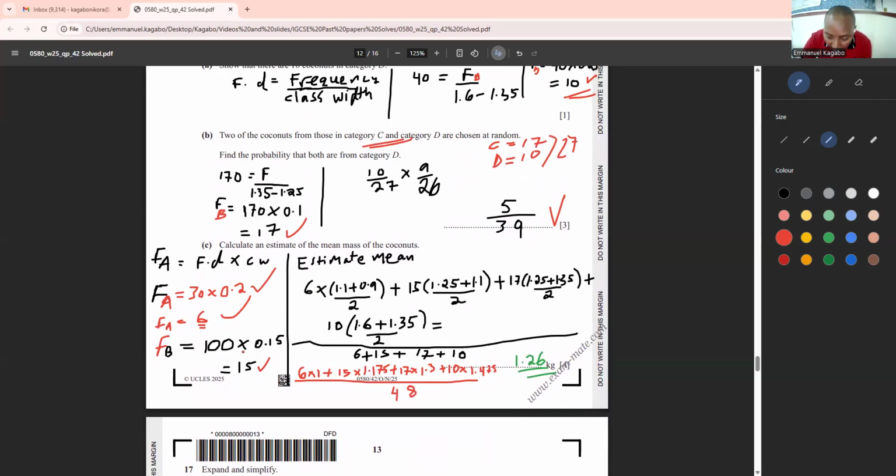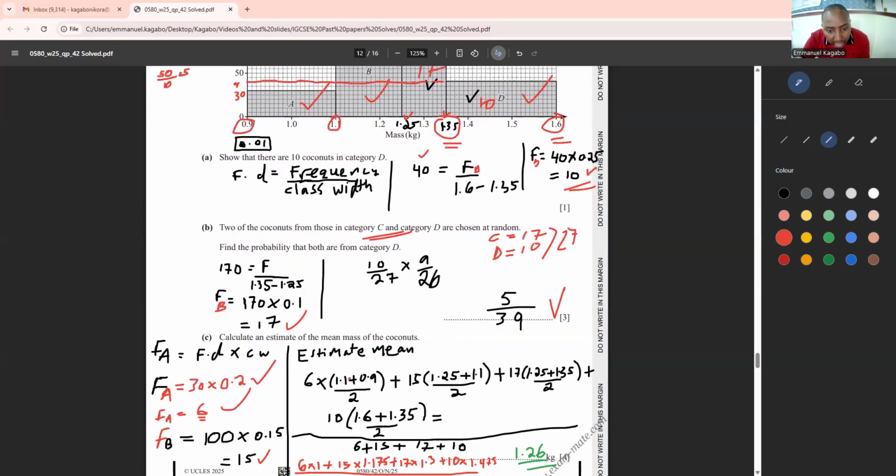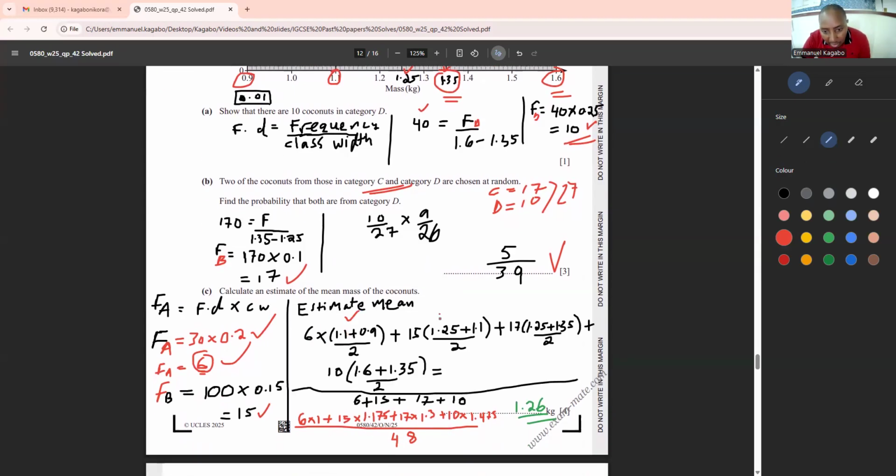So how do we find the estimate mean? For the estimate mean, you use the midpoint. Here, the midpoint will be this plus that divided by 2. That's what I did, times the frequency for that. So that's what I'm going to have. You do the same thing for category B, and for category C, and then D. When you work it out, your final answer has to be that.